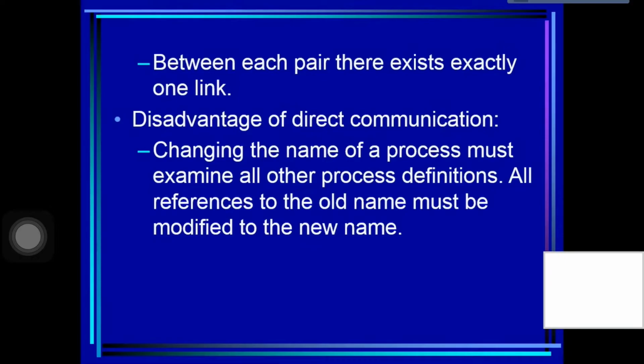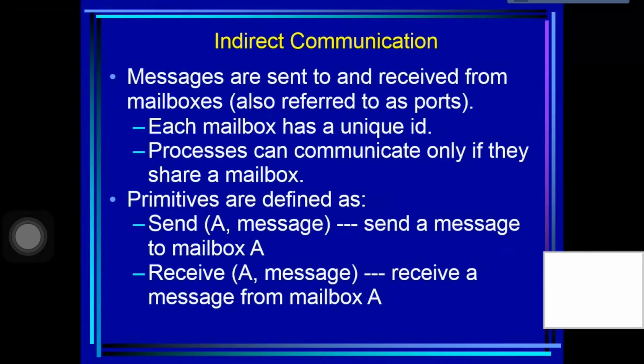A variant of this scheme employs asymmetry in addressing. Here, only the sender names the recipient; the recipient is not required to name the sender. In this scheme, the send and receive primitives are defined as follows. send(P, message): send a message to process P. receive(id, message): receive a message from any process. The variable id is set to the name of the process with which communication has taken place.